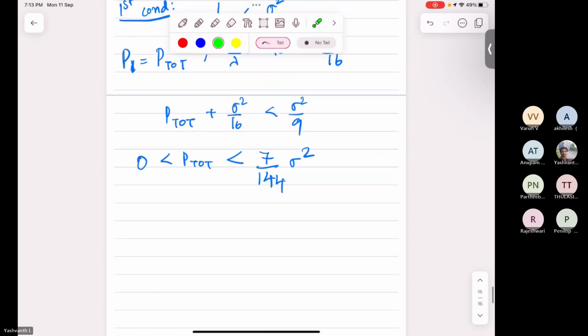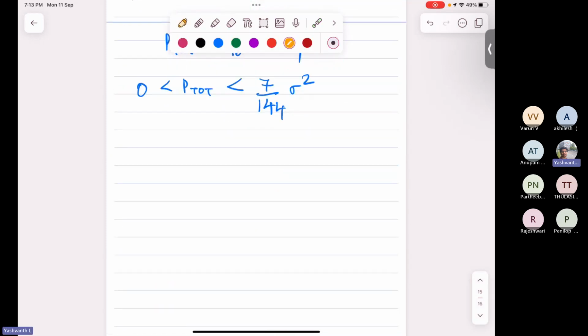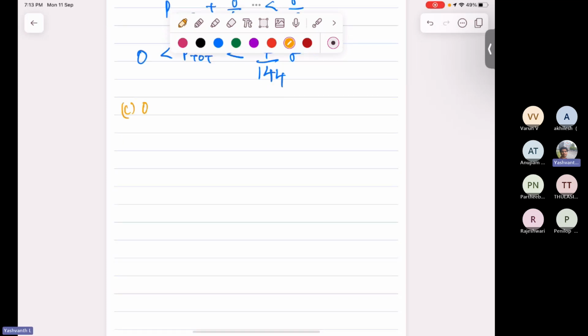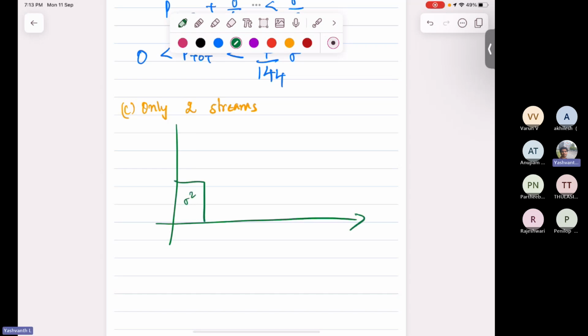Okay. Now the third question, which is the last part of this question. I need only two substreams. Sorry, two streams. Okay. So let me draw the diagram: sigma square by 16, sigma square by 9, sigma square by 4, sigma square.